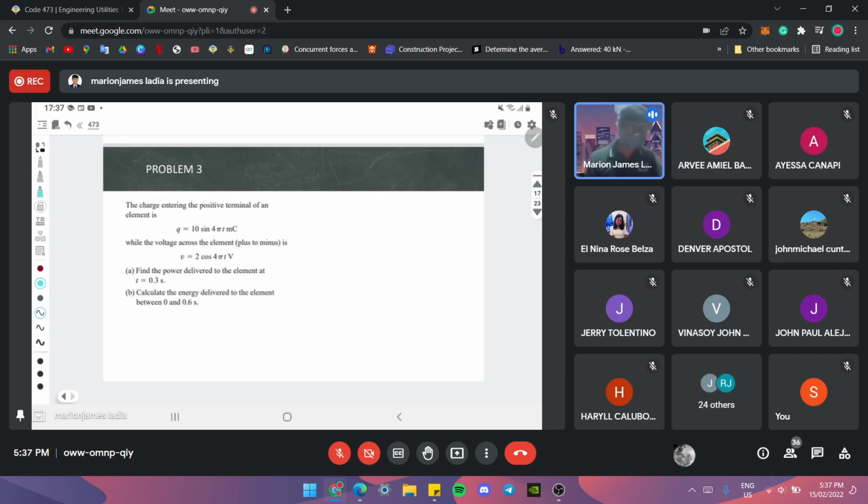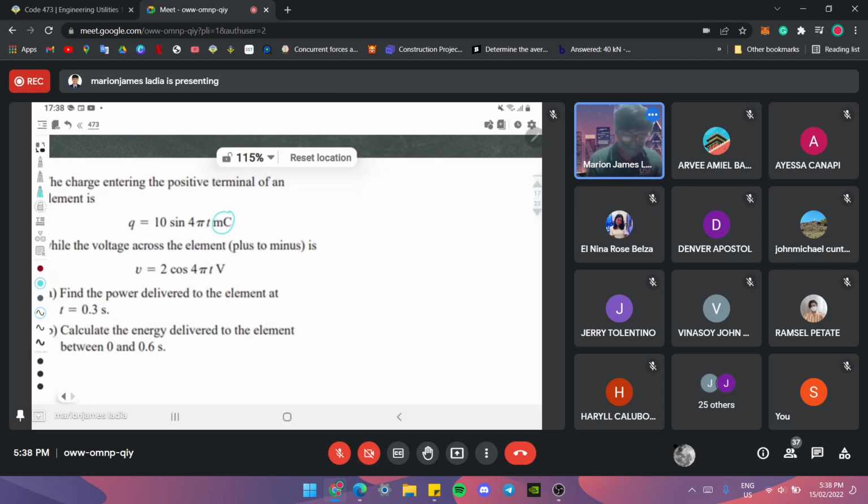So for our problem number 3, okay, so yan na naman yung differential calculus at integral calculus natin. So hindi talaga mawawala yan. Okay? Because this mathematics are the foundation of every engineering science. Okay? So the charge entering the positive terminal of an element is Q equals 10 sine 4 pi t millicoulomb. Take note of the unit, it is in millicoulomb.